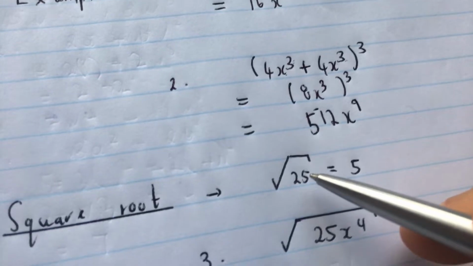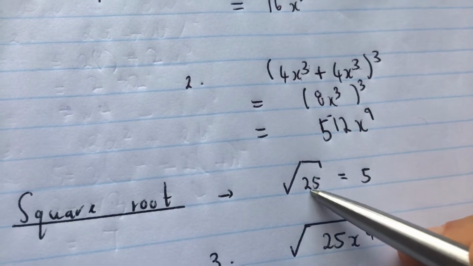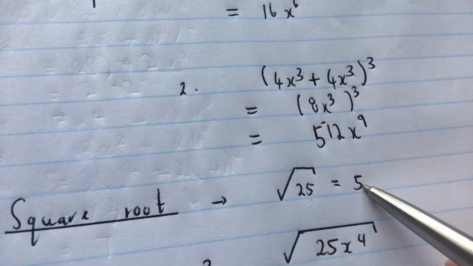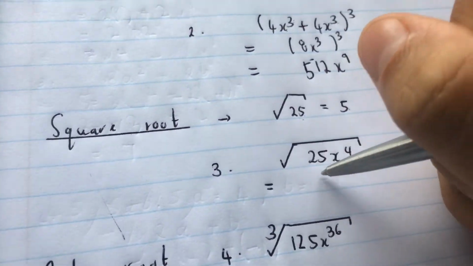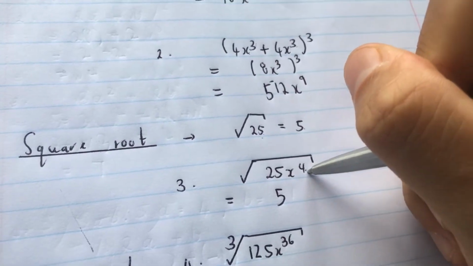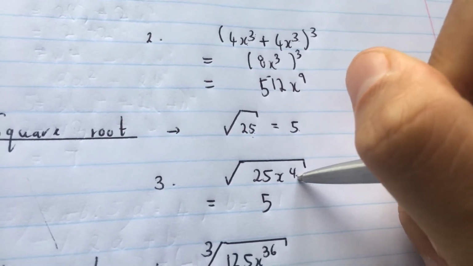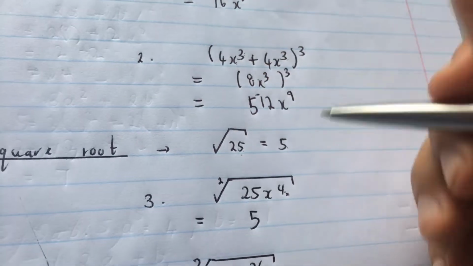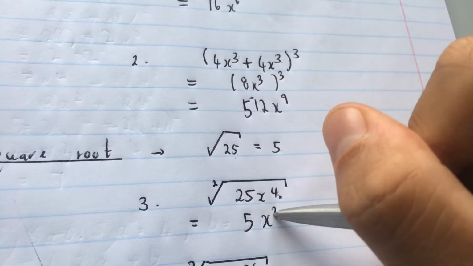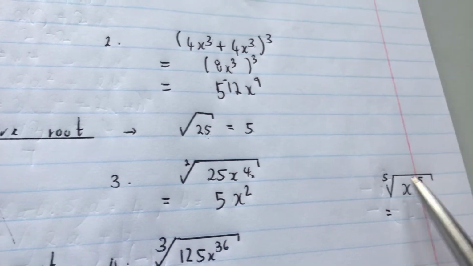When I square root, I ask myself what number multiplied by itself will give me 25, and it's 5. But now look here, when I square root this, you know that the square root of 25 is 5. But what do I do to the power? The power I divide by 2, because it's the square root. There's a silent 2 here, which I showed you already. So what's 4 divided by 2? It's 2.